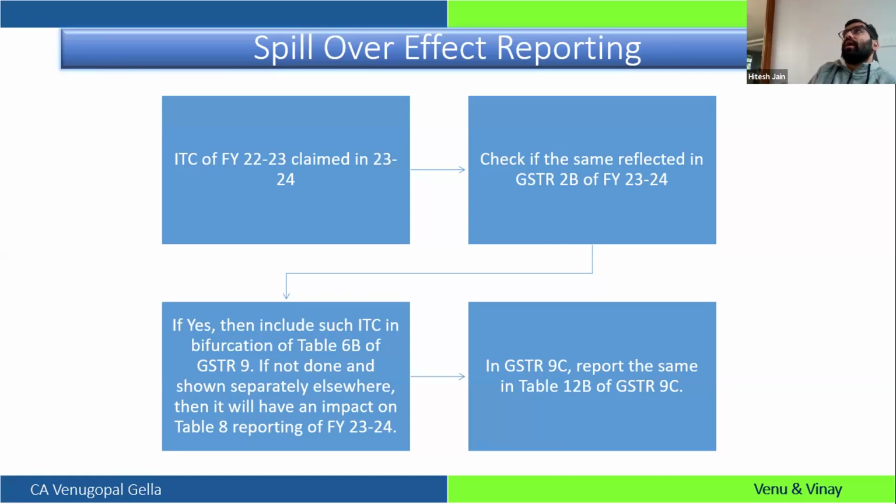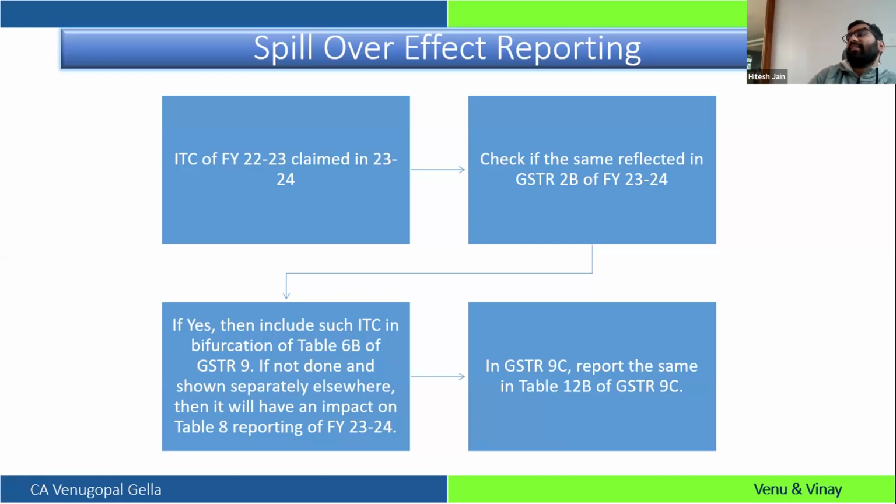So, had the manner of reconciliation in table 8 been the same, we could have taken a chance and not reported the previous year ITC taken in the current year in my table 6B bifurcation. We could have avoided that and reported elsewhere. Some of us report it as an 8C negative figure. Some of us report it as any other ITC availed in 6M. It depends upon person to person who is filing the annual return.